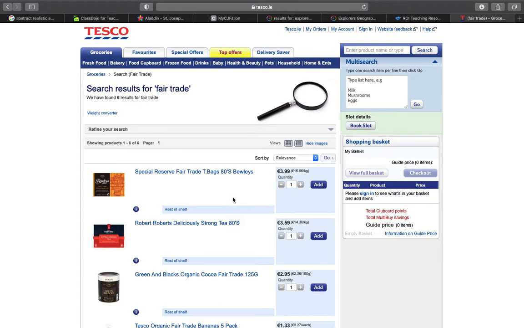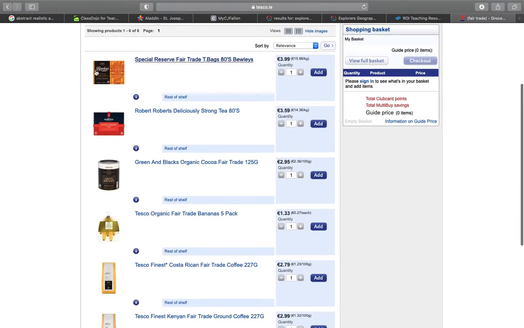Okay, and it'll come up with a certain list of items. So they definitely have fair trade tea bags here, and there's the price for them. If you're comparing non-fair trade, look up Bewley's, just so the comparison is really good. Look up 80 tea bags of Bewley's that aren't fair trade and see if there's a difference. That would be comparing exactly 80 tea bags to 80 tea bags, Bewley's to Bewley's. The only difference would be these are fair trade, the others are not.